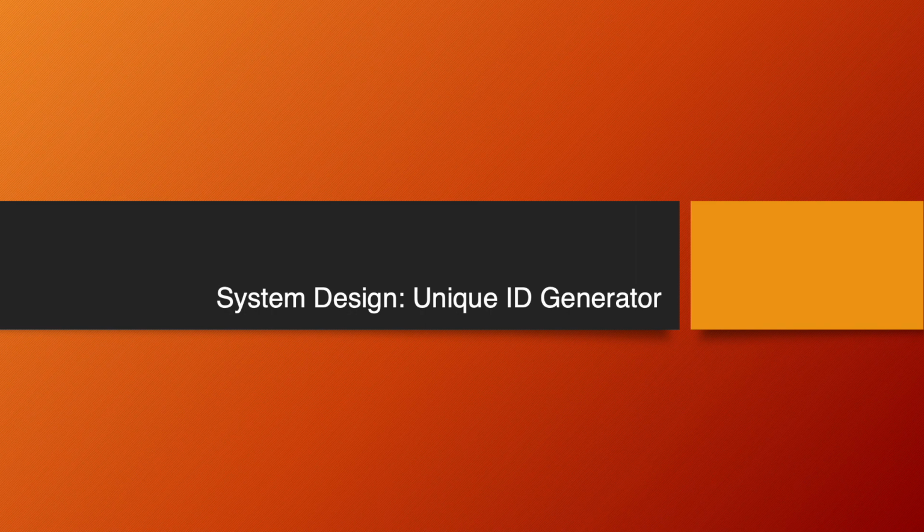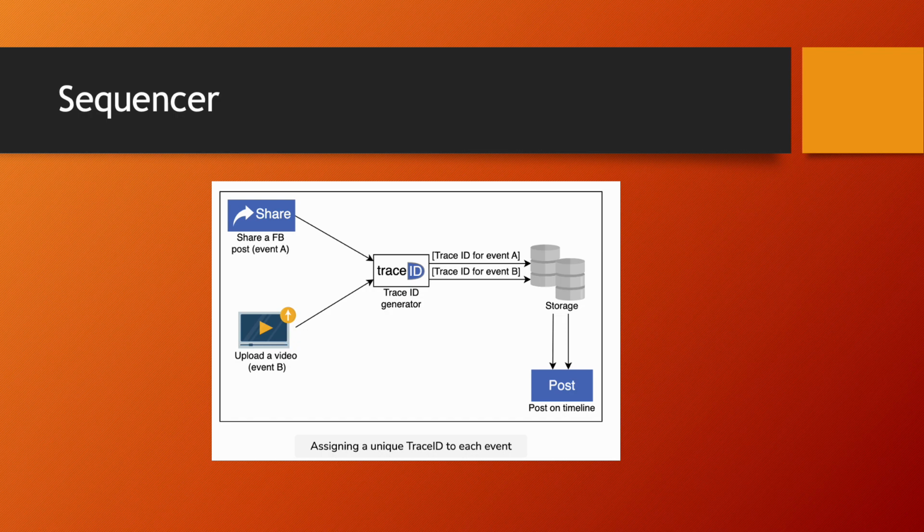In today's system design, we are going to discuss unique ID generator, also called sequencer. So here's the pictorial diagram of assigning a unique trace ID to each event. For example, if you're sharing a FB post or you're uploading a new video, there's a trace ID generator and it generates IDs for event A, event B, it gets put into the storage, and when you post, there's a unique ID assigned to those events.